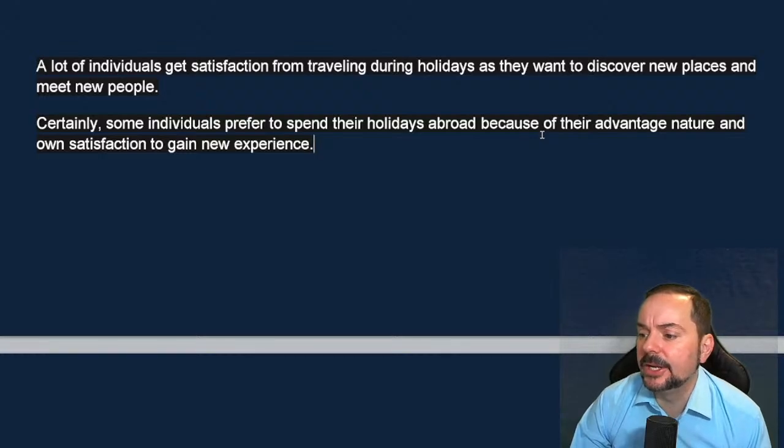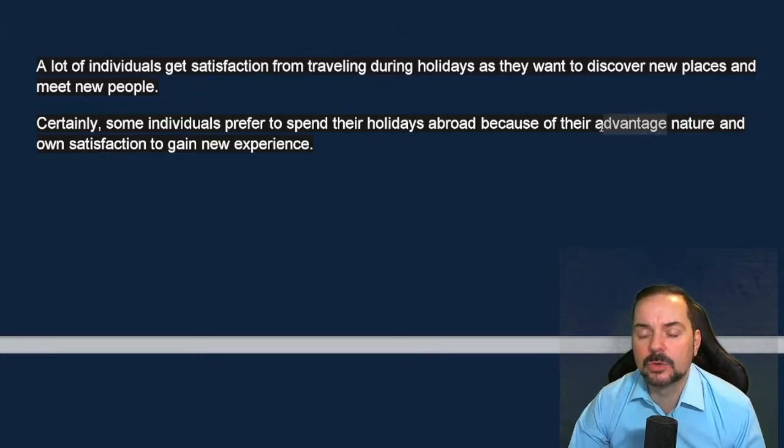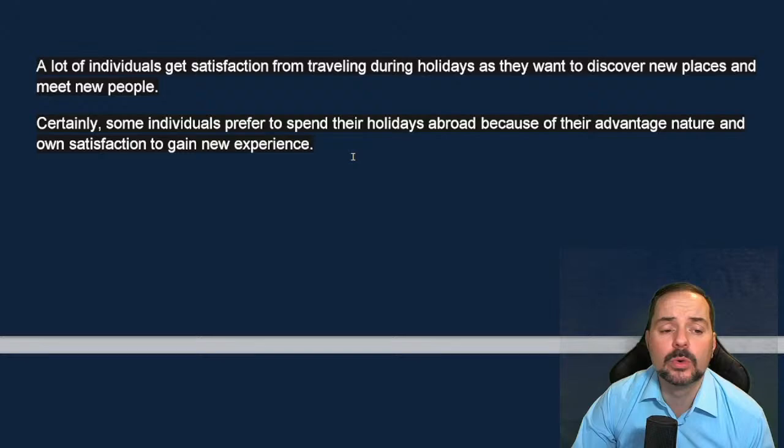this part here, Amrinder, is completely unnecessary: because of their advantage nature. Advantage nature doesn't make sense to me. I don't know what you mean by advantage. So be really careful, students, with your word choice, okay?